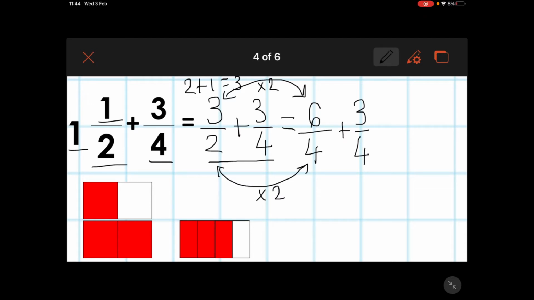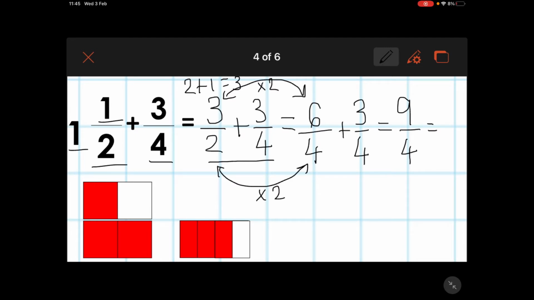Now I have two fractions which have common denominators. It will be easy for me to add them. 6 and 3, that's 9, and I will keep my denominator as 4. Now I want to express my answer as a mixed number as opposed to an improper fraction. So I want to convert 9/4 into a mixed number fraction.